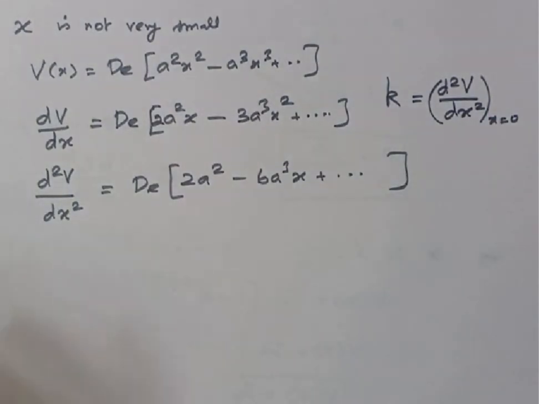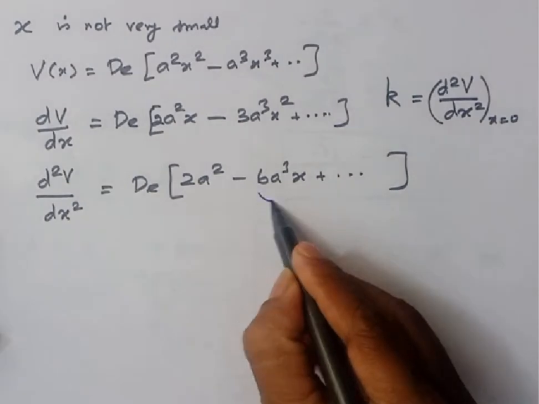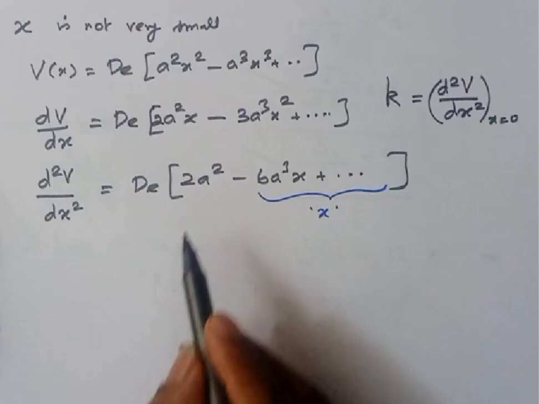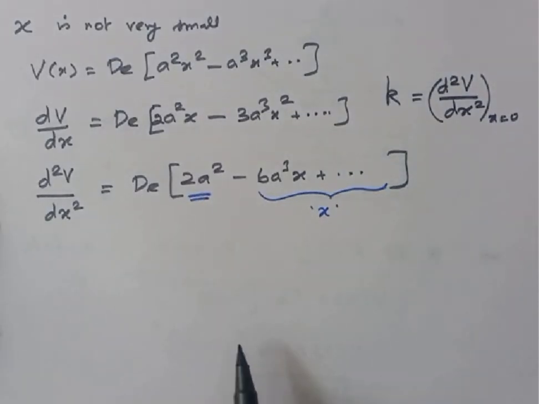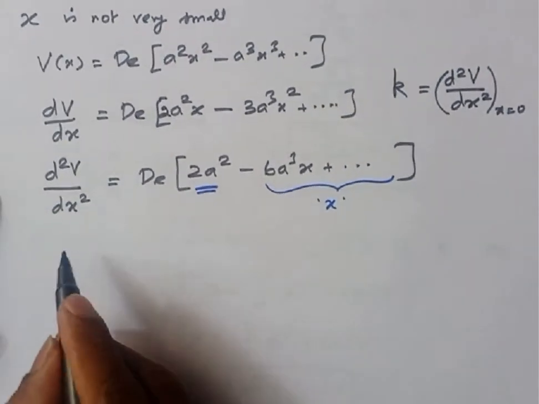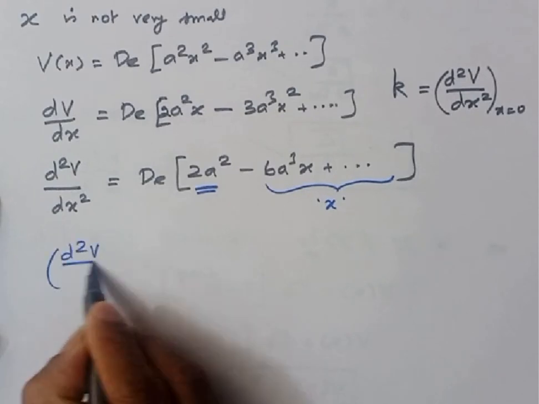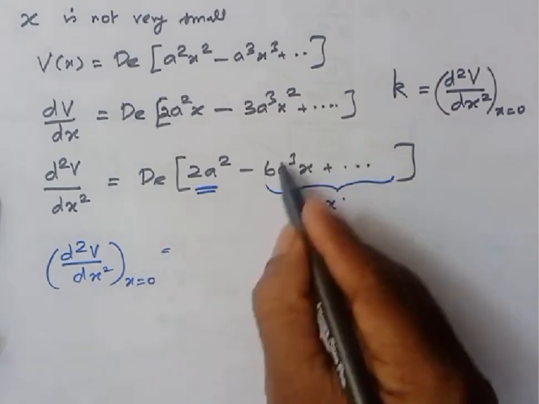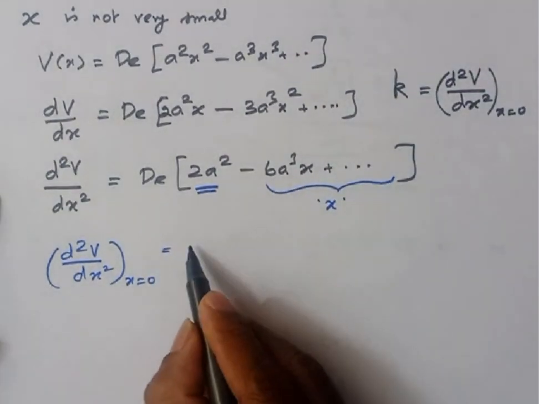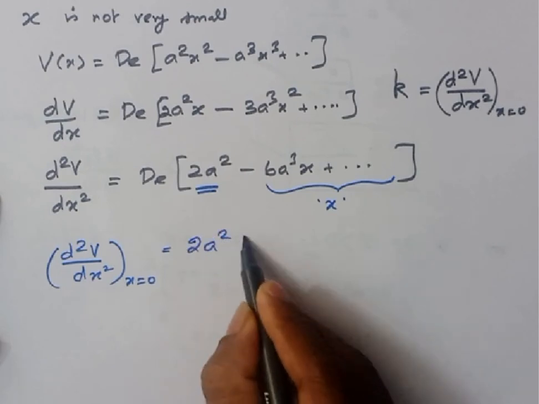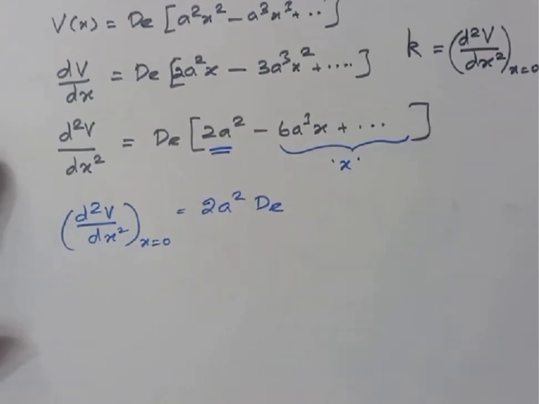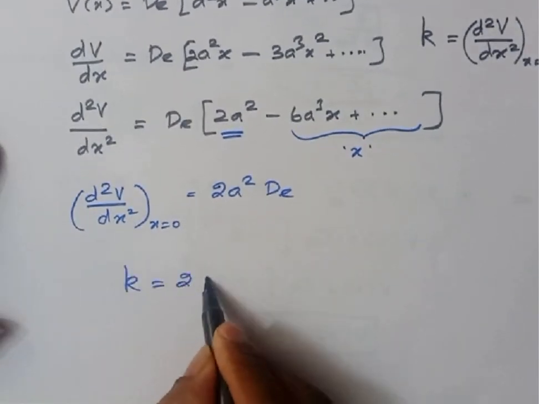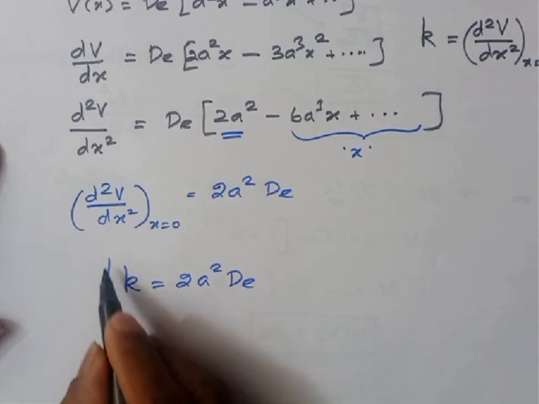Students, observe carefully here. All these terms contain x. This is the only term which does not contain x. So if you put x equal to 0 in d square V by dx square, what will happen? All these terms become 0. So what are we left with? We are left with only 2a square into D_e, and this is nothing but the force constant. So k is equal to 2a square D_e. Take down, students.